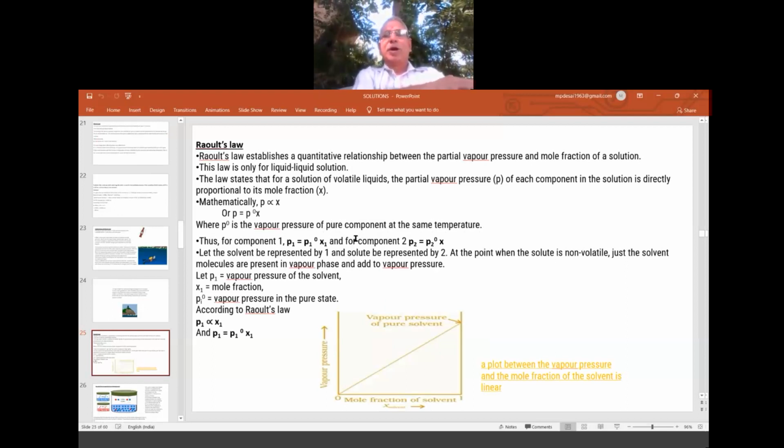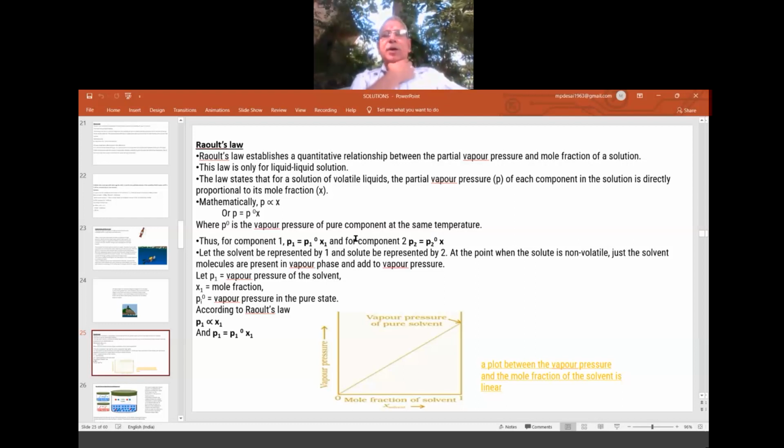Now this is one more law, Raoult's law. This law I told you already. The first session is for introduction, the second session is about the law, the third session is about the colligative properties. So totally three sessions for the solutions chapter.